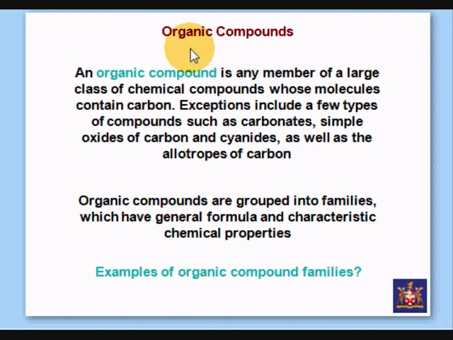Okay, then organic compounds. Any member of a large class of chemical compounds whose molecules contain carbon. Exceptions include a few types of compounds such as carbonates, simple oxides of carbon, and cyanides, as well as allotropes of carbon like diamond, that type of thing. Organic compounds are grouped into families, and have a look at that.